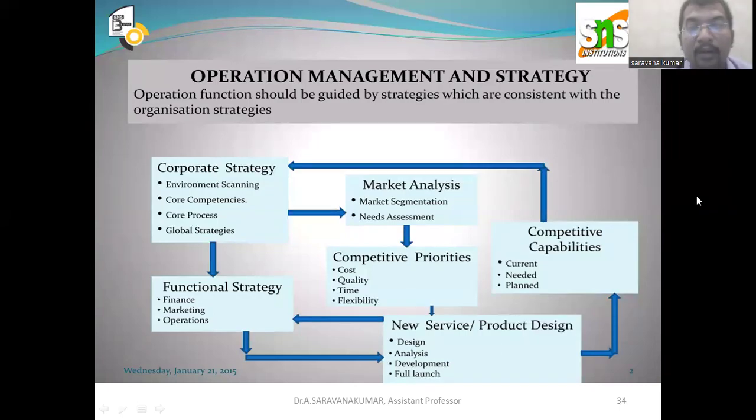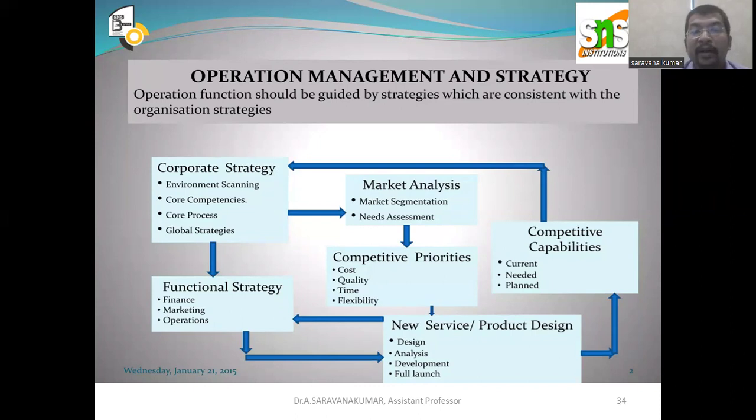Hi everyone. Today we are going to discuss operation management and strategy. Last class we discussed the functions of operation management. Now we are going to discuss operation management and strategy.